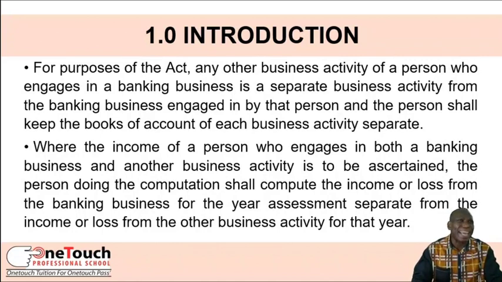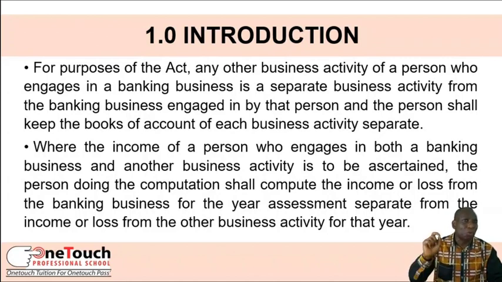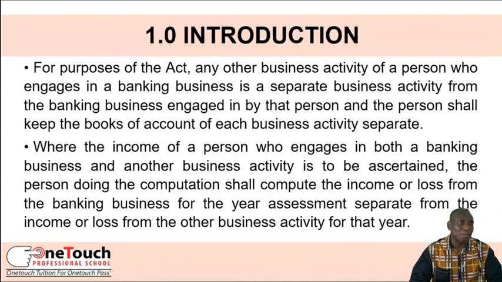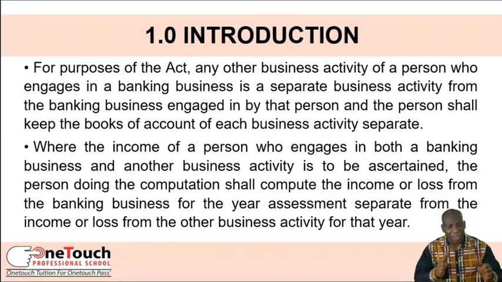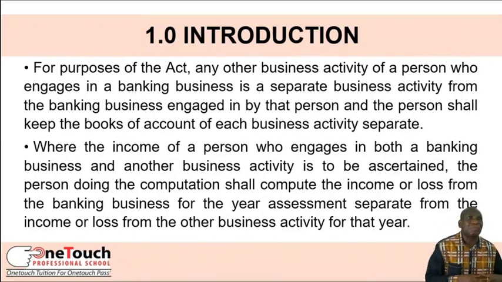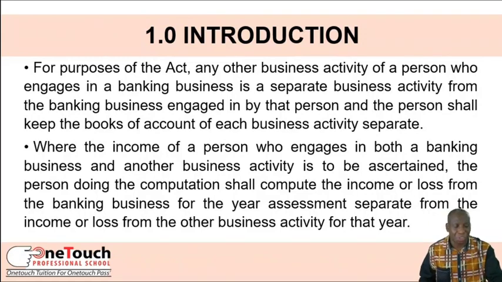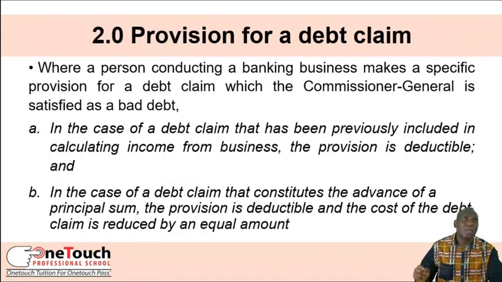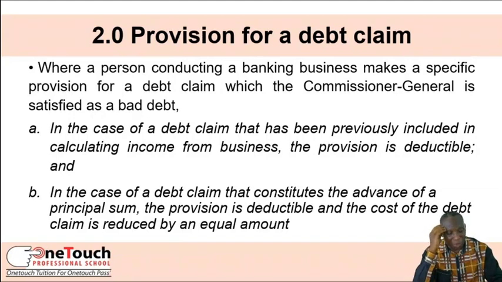Where the income of a person who engages in both a banking business and another business activity is to be ascertained, the person doing the computation shall compute the income or loss from the banking business for the year of assessment separate from the income or loss from the other business activity for that year. So for each business activity, you must determine the income or the loss of the banking business separately from the other business activity of the bank or the financial institution. That's by way of introduction.